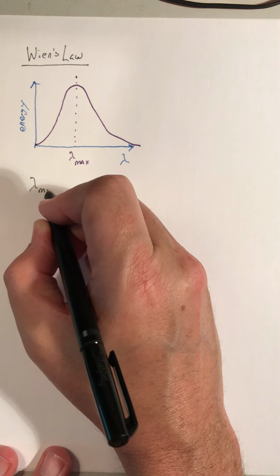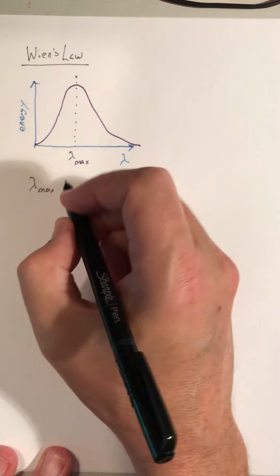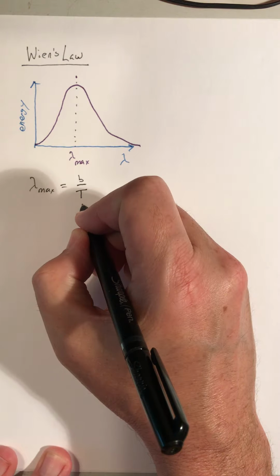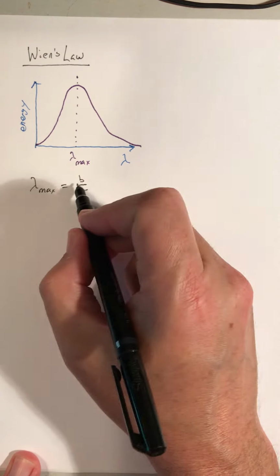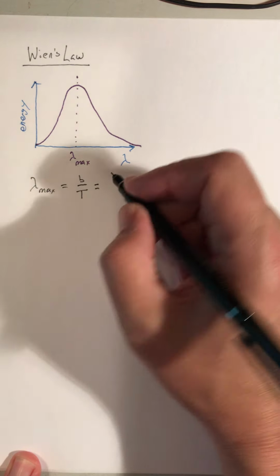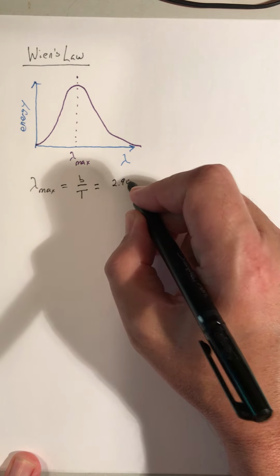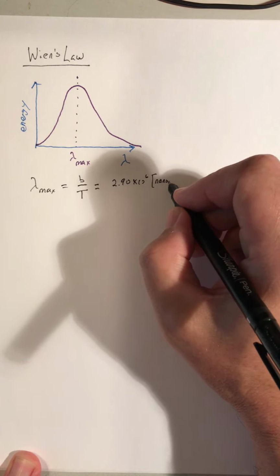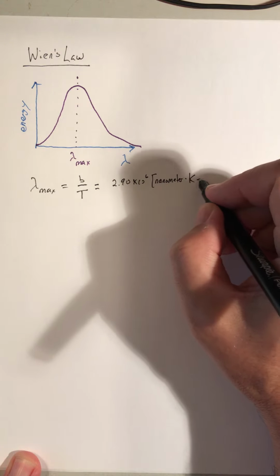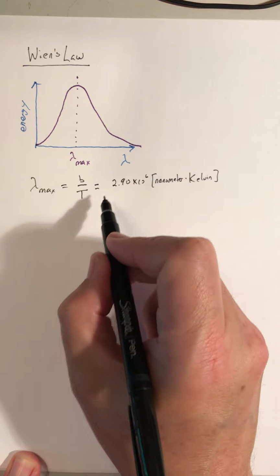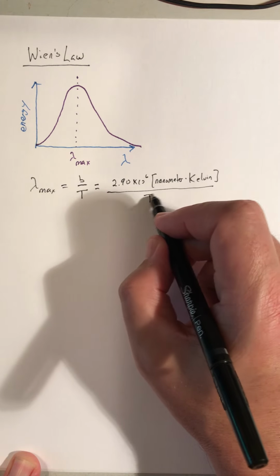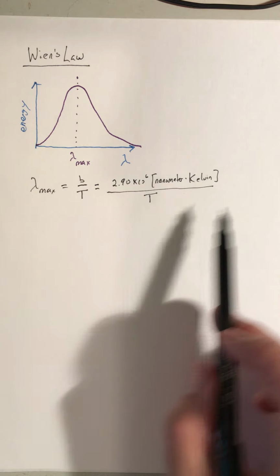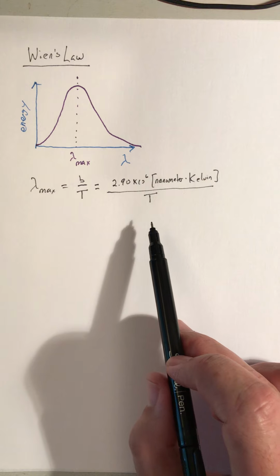Wien's law tells us that the peak in that thermal spectrum is inversely proportional to the temperature, and this constant B is 2.90 times 10 to the 6th nanometer times Kelvin over the temperature of the surface, which then has to be in Kelvin.